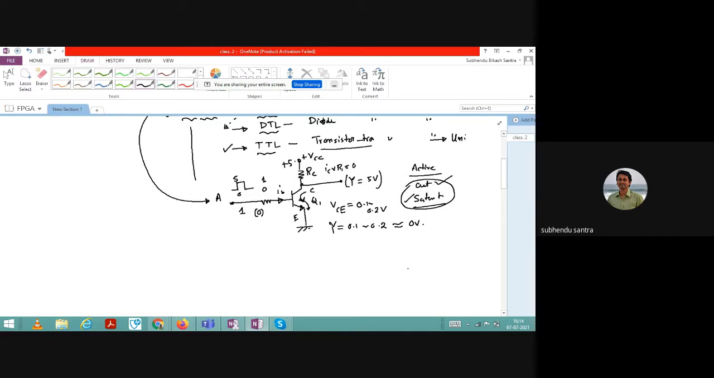So what is the conclusion of the circuit? The conclusion is very simple: if you give 5 volt, or rather we can say 1 in logic level, the output is 0.1 to 0.2 volt in analog, which corresponds to 0 logic in the digital domain. So basically you are giving 1 here and getting 0. If you apply 0 volt here, which is considered as 0 logic, the output Y you are getting is nothing but 5 volt, and 5 volt corresponds to 1 logic.